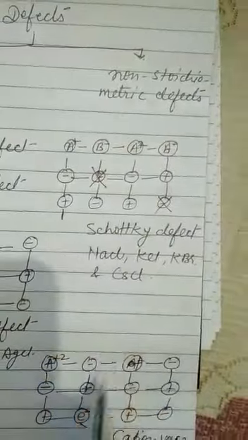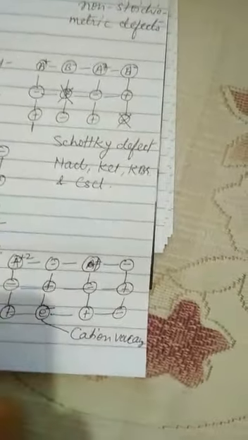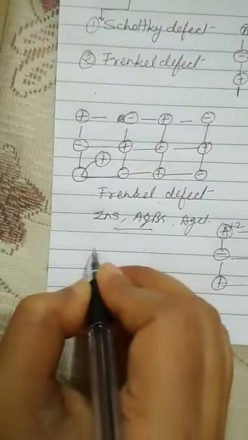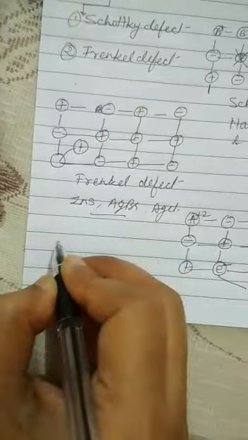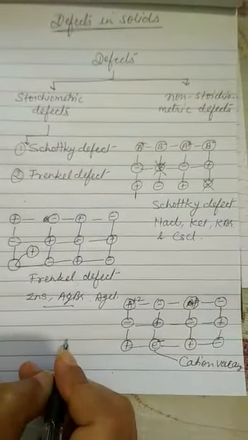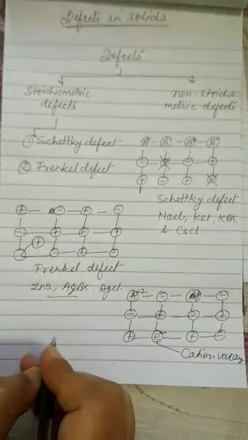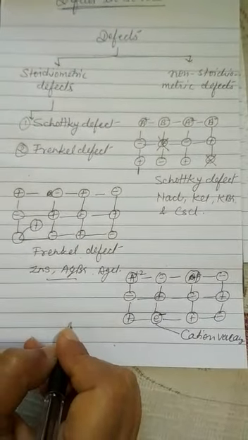Non-stoichiometric defects are classified into the following types. First is metal excess defect due to anion vacancy. Second is metal excess defect due to interstitial cation. Then metal deficiency defect due to cation vacancies, and metal deficiency due to impurities.